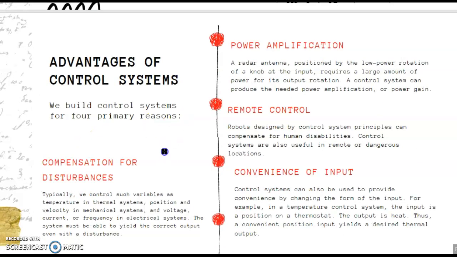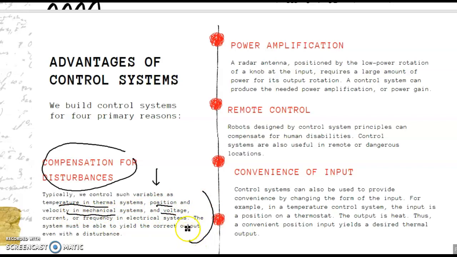Okay, so same, you can read NISE textbook. Okay, so first you can see this one. Okay, compensation for disturbance. So kat sini lebih banyak dicerita pasal temperature. Okay, position, velocity, mechanical and voltage. Okay, so banyaklah kat sini dia cerita. Okay, macam mana? So you read this one. Okay, and then advantage control system in power application. Okay, ni lebih kepada radar antenna. Okay, and then the second last, okay, remote control. Biasanya kita guna for robotic. And then the last one is convenience of input. Okay, this one biasanya kita punya sistem harian lah.